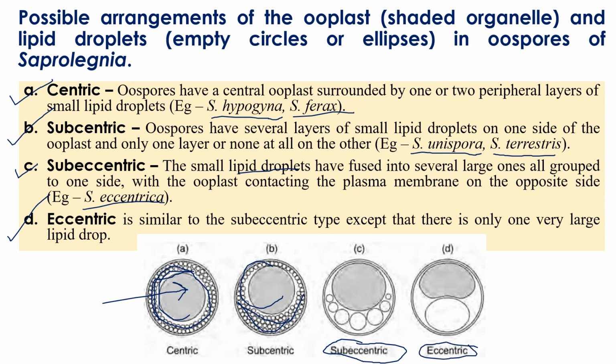These are the four types of oospores based on the arrangement of the ooplast. I repeat once again, the ooplast is nothing but a small oil vacuole or vacuole-like structure inside the oospore.